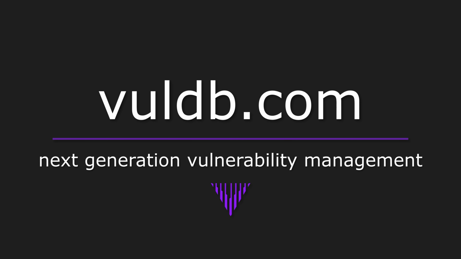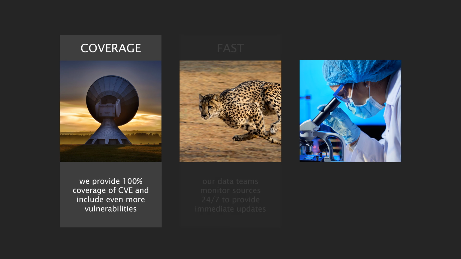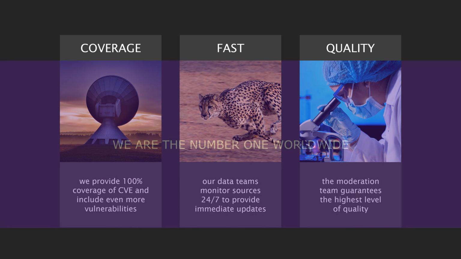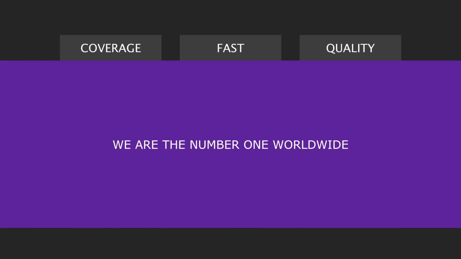Our service stands on three solid pillars. We provide extensive coverage of vulnerabilities, we process new data very fast, and we guarantee a high level of data quality. VulDB is known as the #1 vulnerability data provider worldwide. Our service is incomparable and excels the competition by far. This is only possible thanks to a professional processing of vulnerability data by our moderation team.